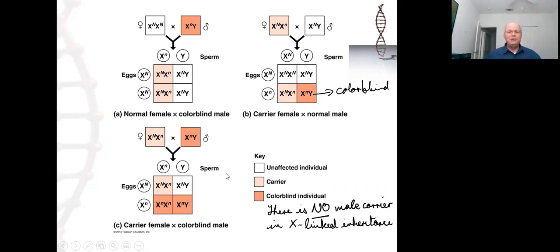Now, you'll notice that there's no cross for a colorblind female and a colorblind male. And the reason for that is all the children are going to be colorblind, because all the daughters get the X little n from their father, and they would get an X little n from their mother if she is X little n, X little n. And all the guys are going to get an X little n from their mother. And so that means everybody's going to be colorblind.